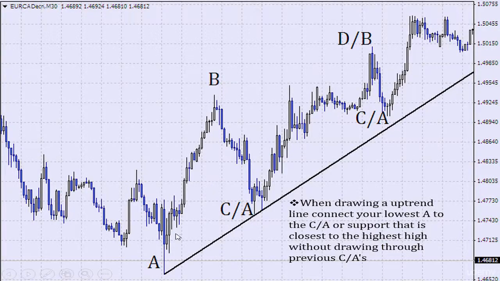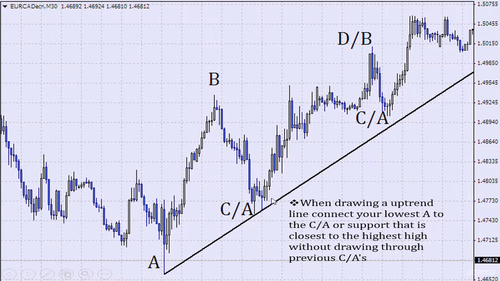So here we have an A, B, C, the ABC price swing. And remember, old C's become new A's. So we can start again, A, B, and C, the ABC price swing. But when drawing uptrend lines, connect your lowest A to the C/A or support that is closest to the highest high without drawing through the previous C's or A's.